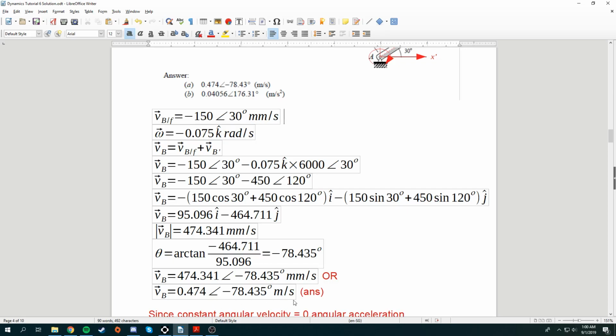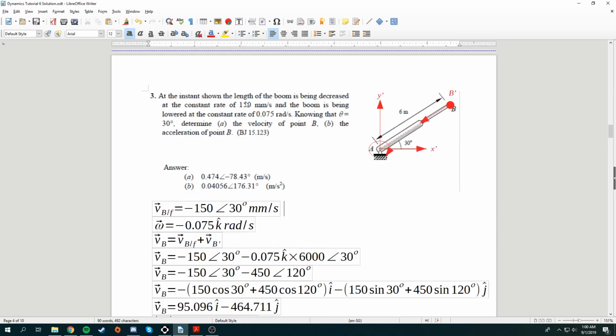Okay. Next, in the question, we know that it has both constant rates. So basically, there's a constant rate of the velocity of B with respect to the frame, and the boom being decreased at a constant rate as well. What we know is that constant rate means there will be zero acceleration. So there will be zero linear acceleration and zero tangential acceleration.